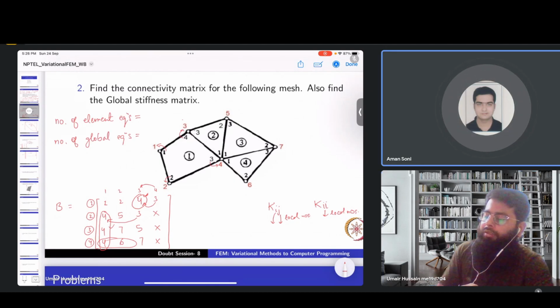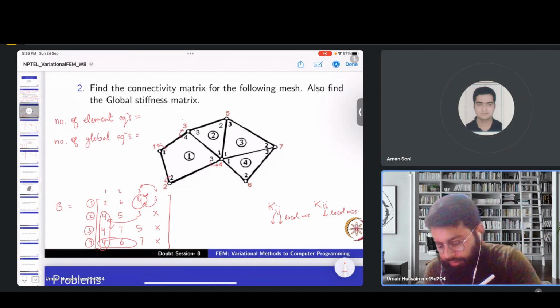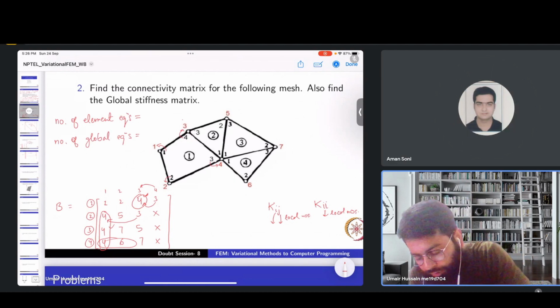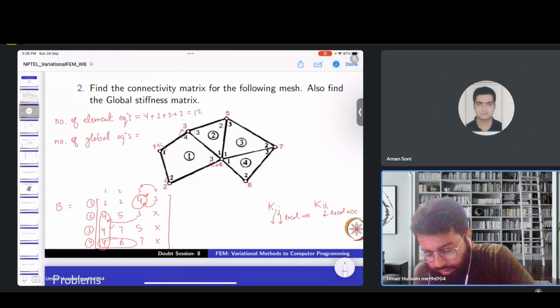So I think that should be the number of nodes corresponding to that particular element. Yes. So we have four elements here. For the first element we have four nodes, so we have four equations. For the second we have three, third we have three, for the fourth we have three. So we have 13 equations in total for the elements.